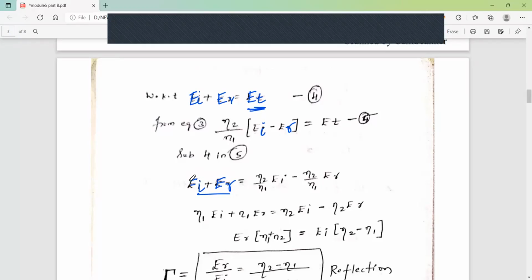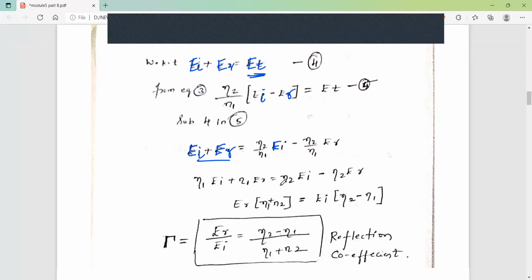Okay, that I am putting in this expression. Now throughout you have only the incident and reflected wave. So we have only incident and reflected wave. The transmitted wave we have removed from the equation. Okay, so now we are going to find out the relation between incident and reflected wave.